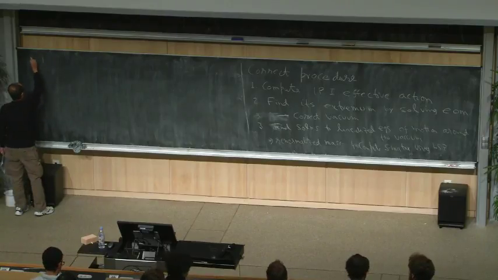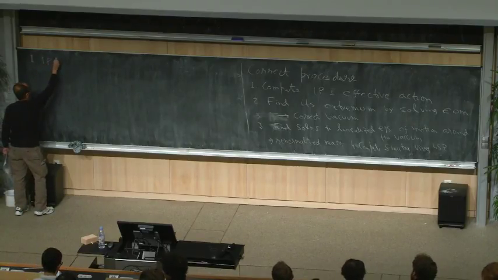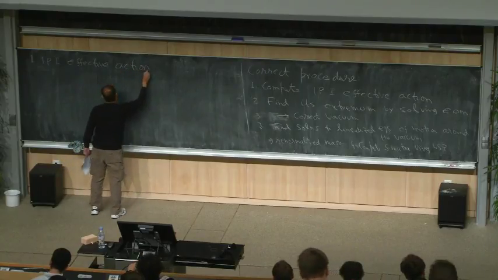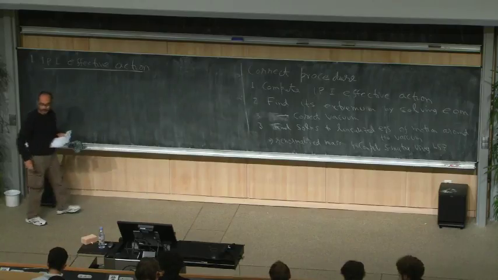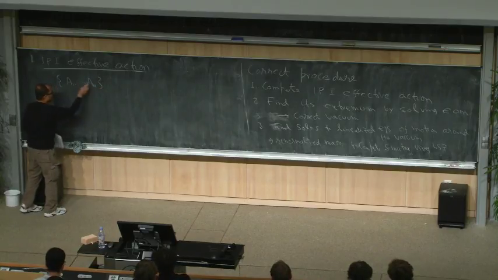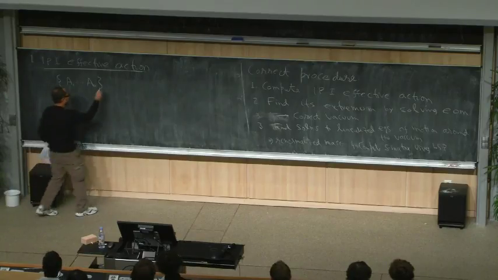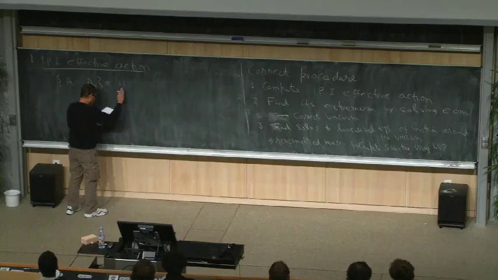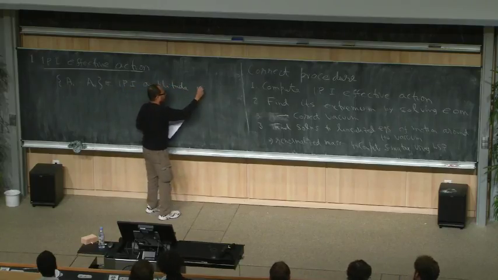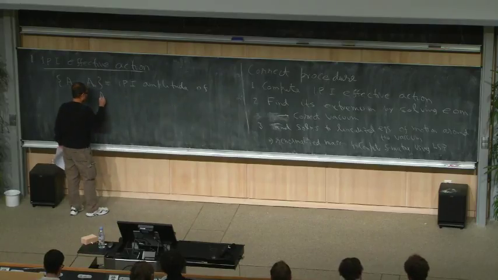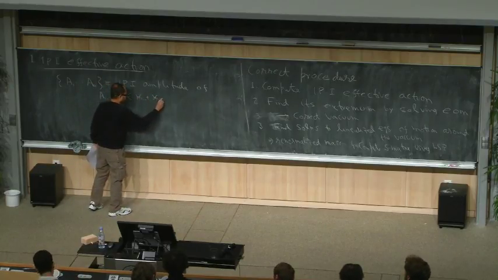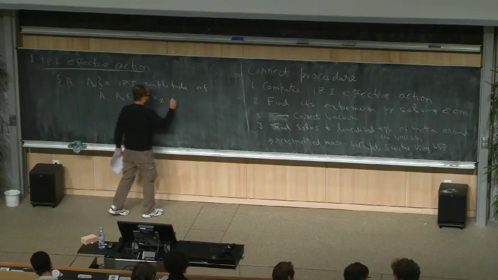So let me begin with the first step, the 1PI effective action. Okay. So we'll denote by now a different curly bracket. Now it's a single bracket. This by definition will be the 1PI amplitude of A1 to An, all belonging to H minus 1 plus H minus half, computed from string field theory.